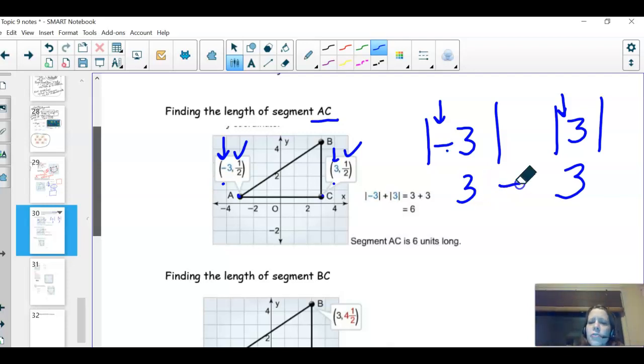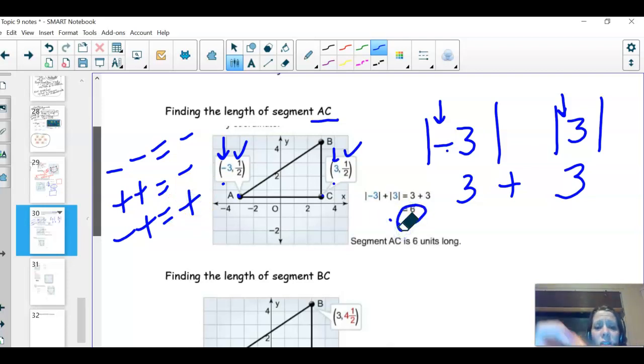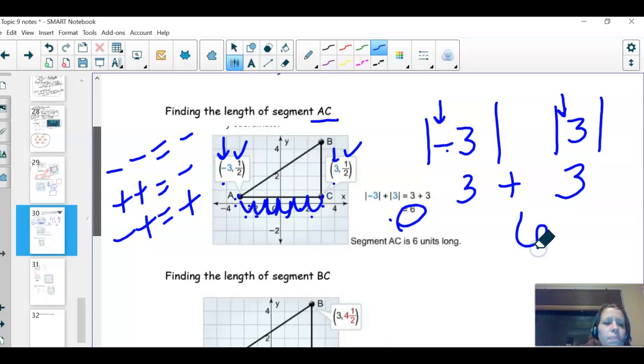And whenever they're different, I add them. If they were both negative, I'm going to subtract. If they were both positive, I'm going to subtract. If one's negative and one's positive, I'm going to add them. So my answer is 6. I could also count 1, 2, 3, 4, 5, 6. Yo puedo contar 1, 2, 3, 4, 5, 6, and I would also get 6.